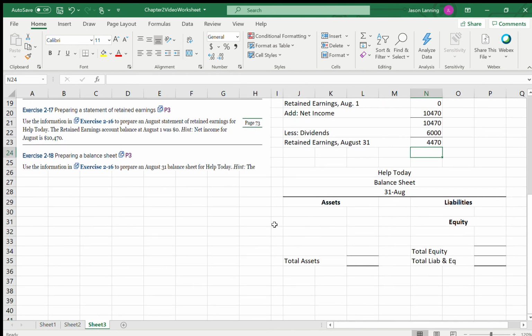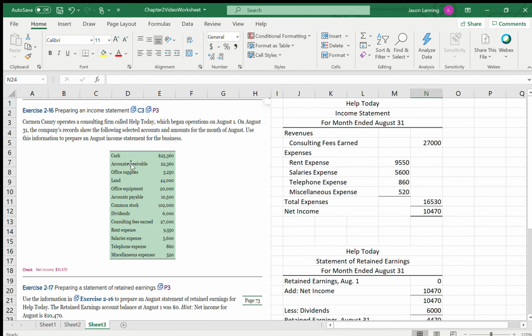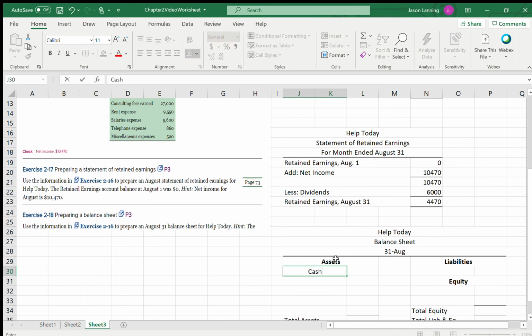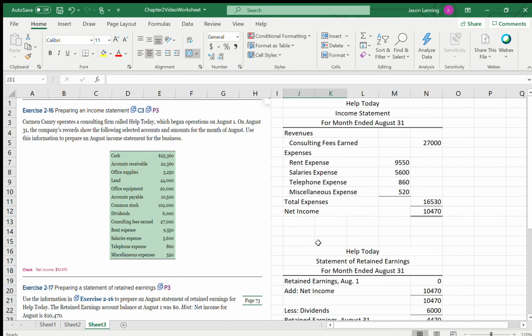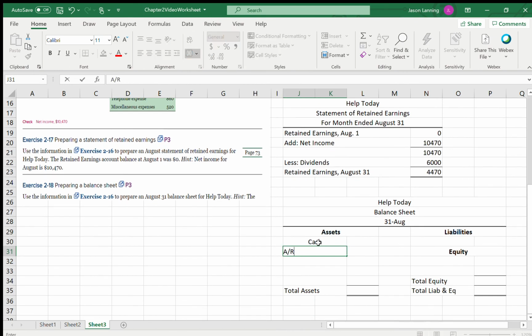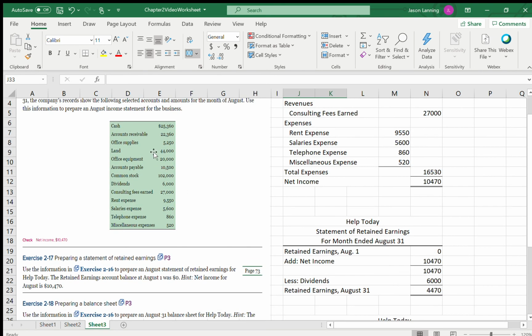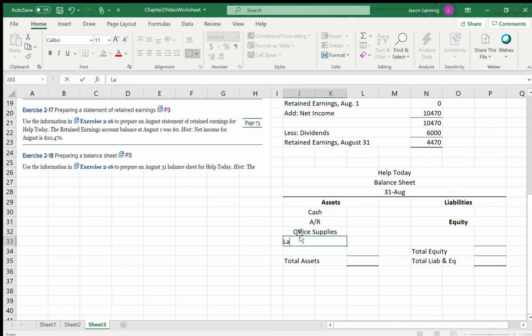Now the balance sheet. If we look at the balance sheet, we have our balance sheet accounts towards the top of a trial balance, and the first one we have is cash. Then we have accounts receivable, office supplies, land, and office equipment. Land and office equipment are the last two.